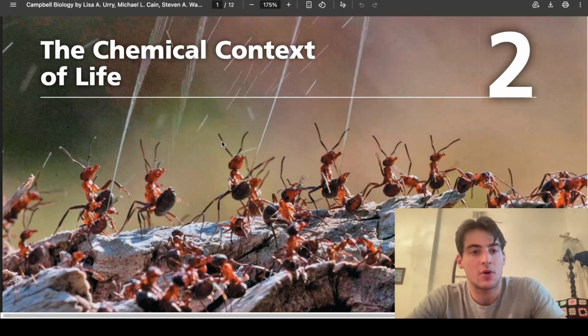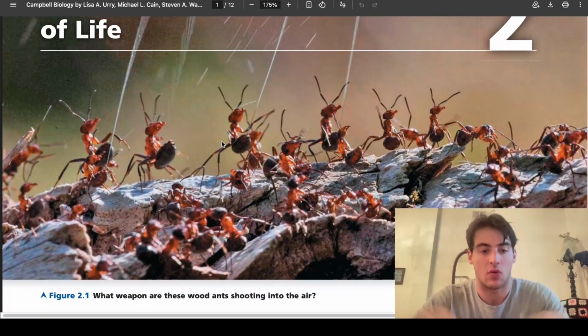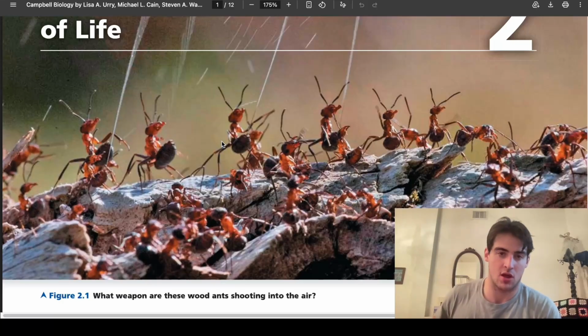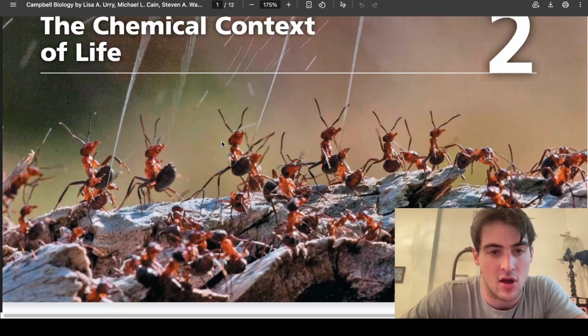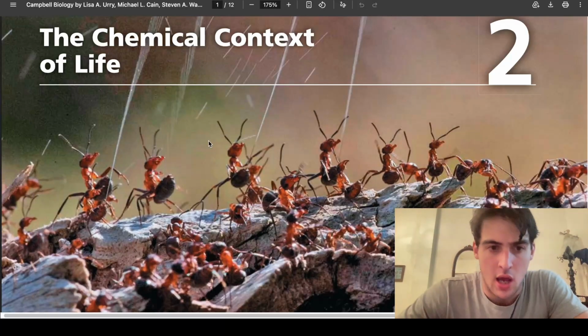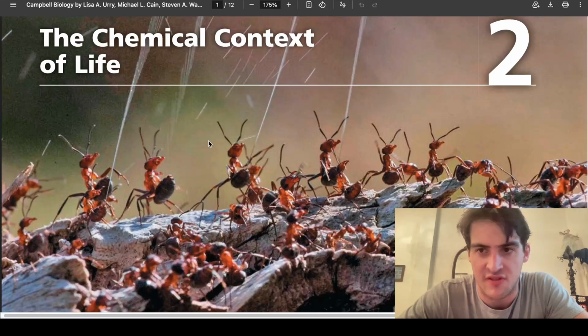So, the chemical context of life. This photo is asking, what weapon are these wood ants shooting into the air? Upon first glance, before I saw the word weapon, I thought it was a certain substance that I'm not necessarily allowed to say on YouTube, at least not preferably.